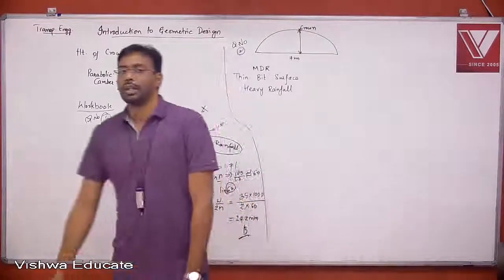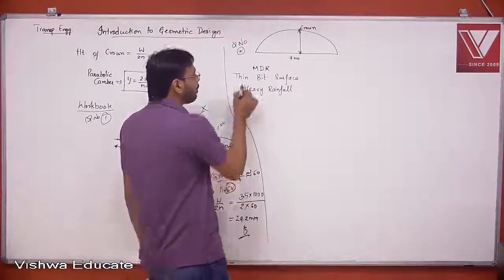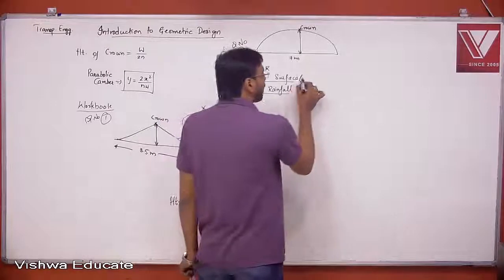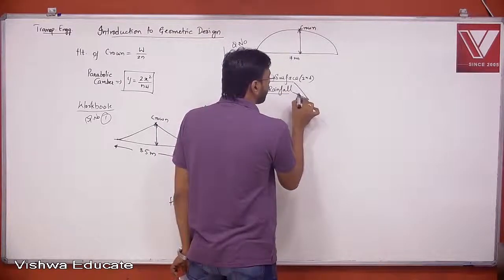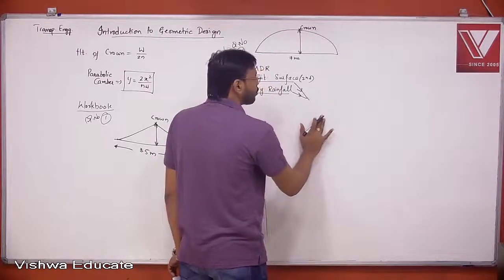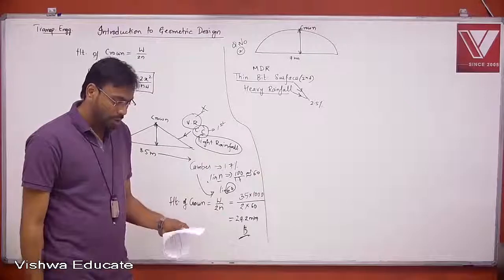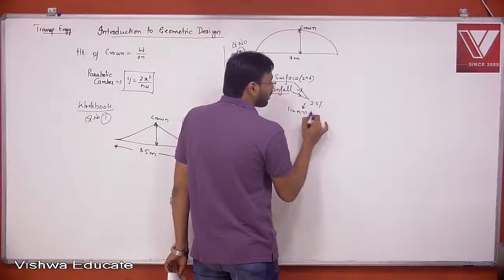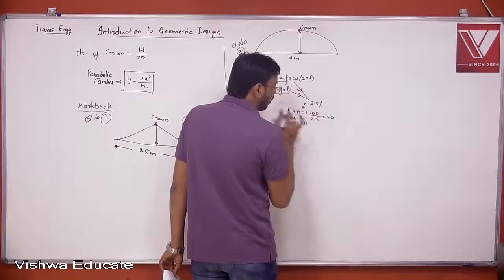So again, look back to your table during the discussion. For a thin bituminous surface of heavy rainfall region, thin bituminous surface is in the second type of surface, and heavy rainfall region. For this combination, the answer for us is 2.5%. So the camber here is 2.5%, right or not? From the table you can get it. And 2.5%, if you convert into 1 in n format, is 100 by 2.5, which is 40. So 1 in n is nothing but 1 in 40.